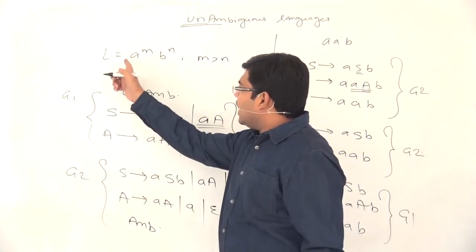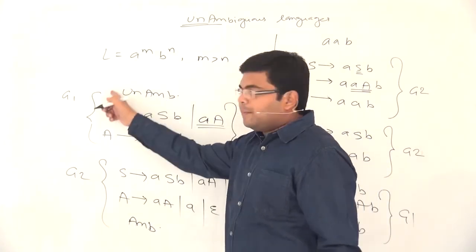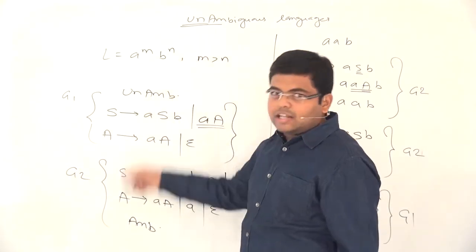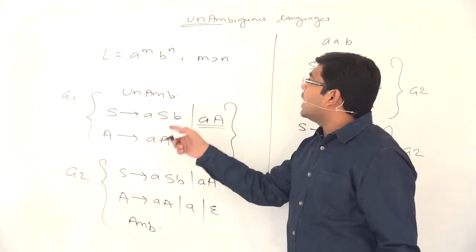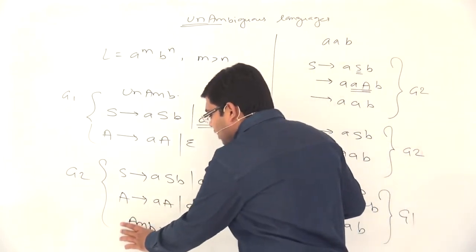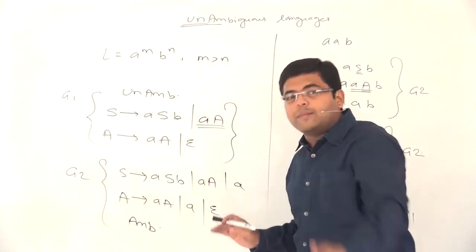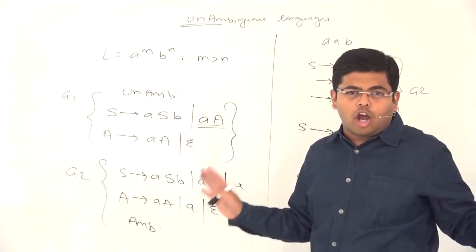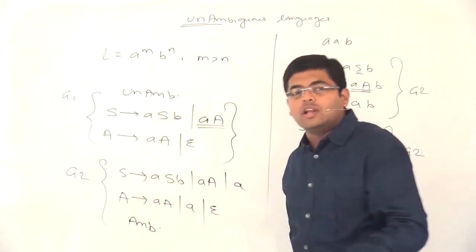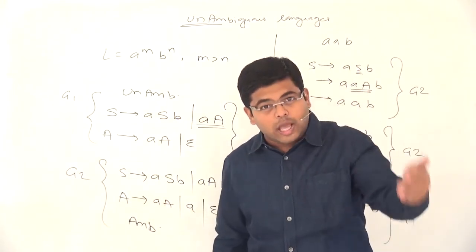However, this language can have an unambiguous grammar. An unambiguous grammar is possible for this language, and that is why this language is an unambiguous language. Okay. So ambiguous grammar is possible, therefore the language is ambiguous. It is wrong. Wrong argument. Just because one ambiguous grammar is possible, you cannot say that the language is ambiguous.